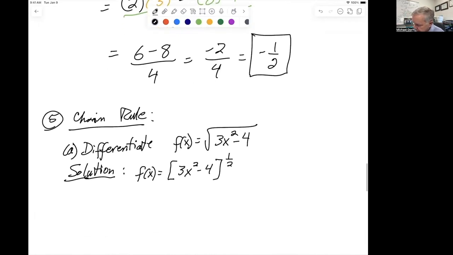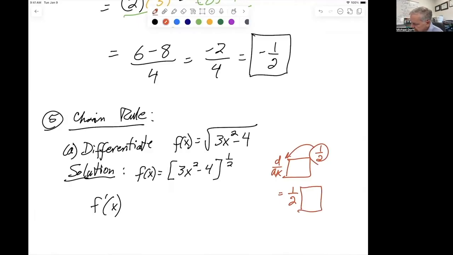And now when I take the derivative of this, I think of this as kind of being like a big box to the 1/2 power. And the derivative of that is going to be by the power rule. I take the 1/2, bring it out front. Then I have the big box. I subtract 1 from the exponent, and so I get 1/2 minus 1, or negative 1/2 here. And then I have to take the derivative of the inside, which is what the chain rule says.